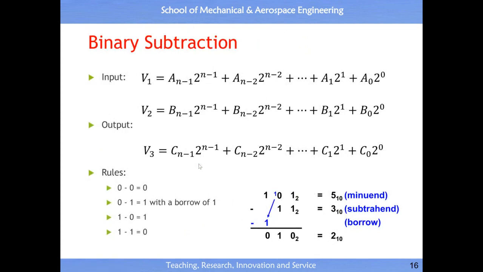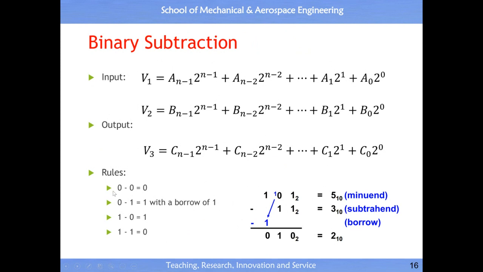Then how about the subtraction? Subtraction is the same. We have 2 inputs, then we have 1 output. All of them are represented as binary numbers. Therefore we need to determine the value of C from the values of A and B. Again, we just follow this rule.